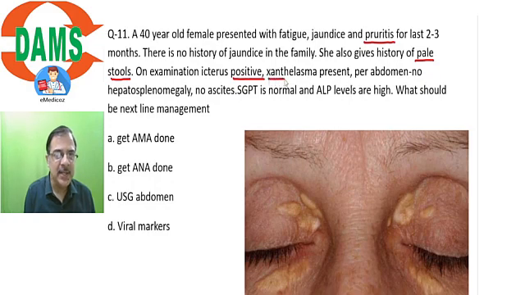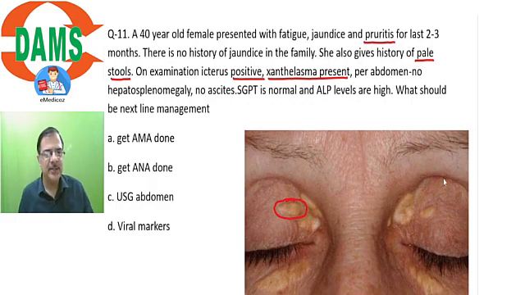Now this patient has xanthelasmas present. You can see here around the eyes, cholesterol is deposited. This is a case of xanthelasmas. Per abdomen, there is no hepatosplenomegaly, no ascites. SGPT levels are normal. ALP levels are high.